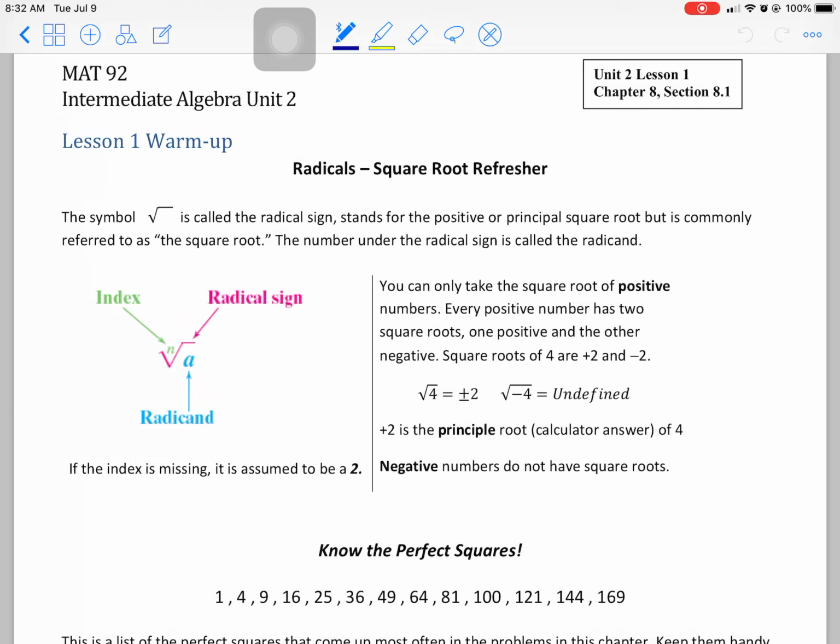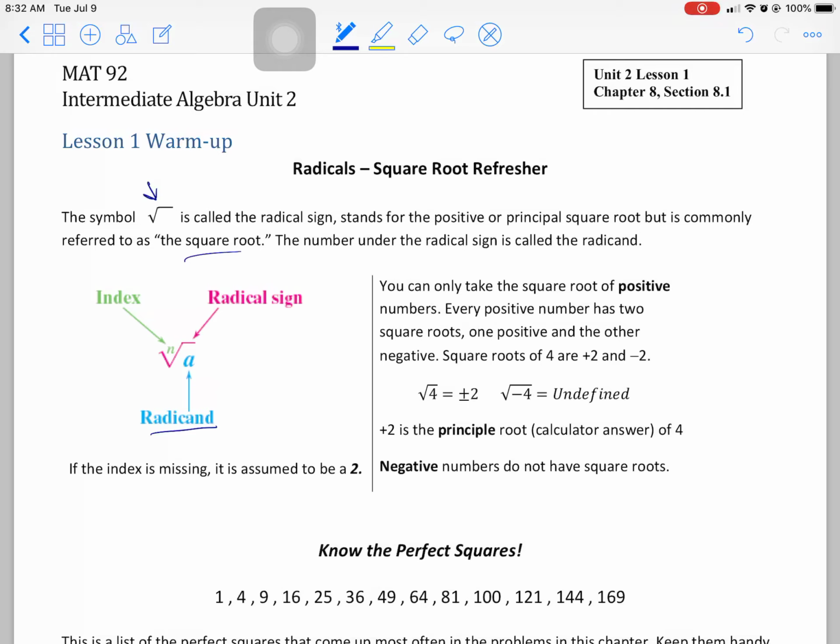All right, 92, Unit 2, Lesson 1, which is Chapter 8, Section 8.1 in the book. It talks about radicals. So let's do a little radical refresher here. This symbol is the radical sign, and it stands for the positive or principal square root, but is commonly referred to as the square root of a number. And the number is the radicand. Okay, then whatever number is there, that symbol means we're taking the square root of it.